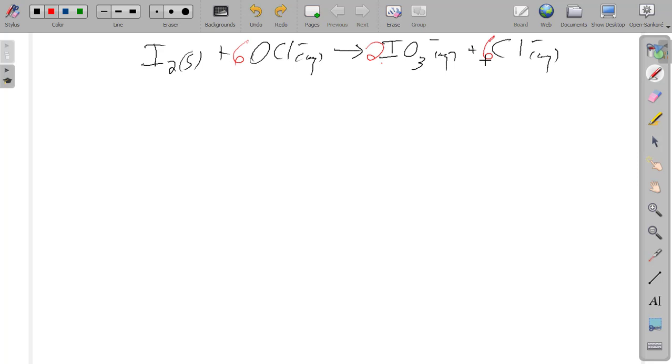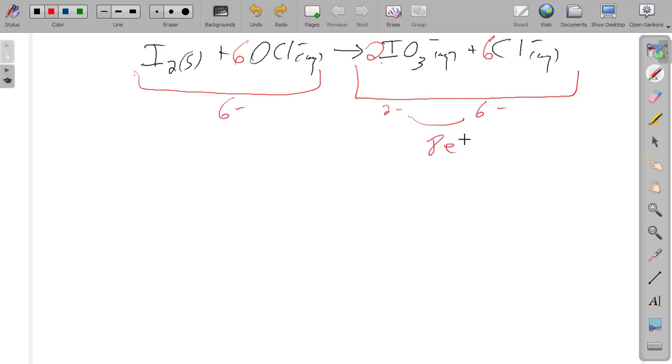Why not, right? Well, even though it's physically mass balanced, look at the charges. On this side, you have 6 minuses total. On this side, you have 2 minuses here and 6 minuses here, which add up to 8 minuses. And it's due to electrons, so I wrote an e there. So that's not charge balanced. So this doesn't work. This won't get us to where we need to be.